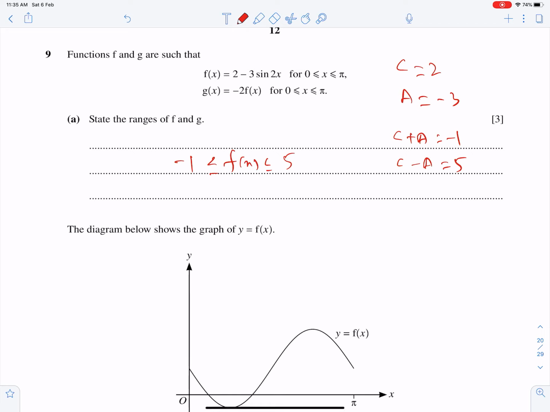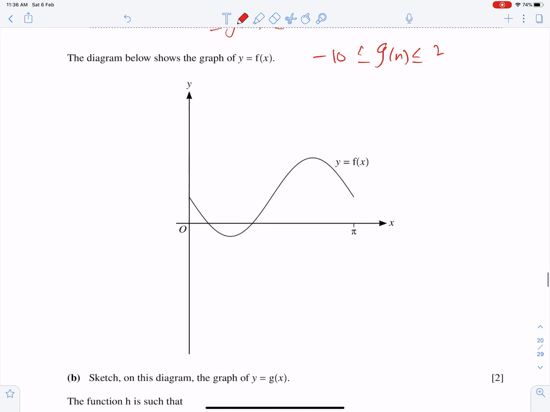And g(x), see, we obtain g(x) by multiplying negative 2 with f(x). So you just need to multiply the range of f(x) by negative 2. Multiply this by negative 2 and this by negative 2, you'll get minus 10 here. This is g(x), this is plus 2, but write this in a proper way. The smallest value should be here and the largest value should be here. This is the way to get the range of this function.